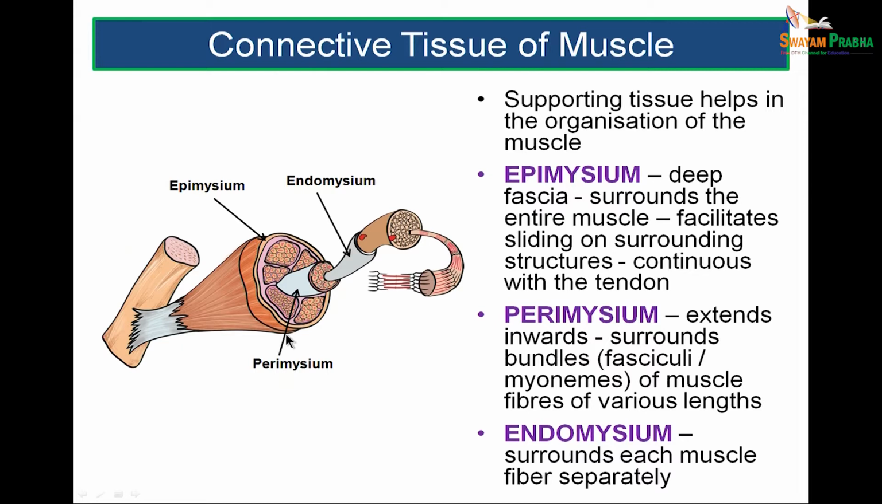What is the connective tissue that is supporting muscle? There is an outer covering called the epimysium. This covers the entire muscle and it is tough and collagenous in nature. Then each fascicle is in turn covered by a perimysium. Each fiber is covered by a very delicate endomysium. So you have epimysium, perimysium and a smaller covering called endomysium.